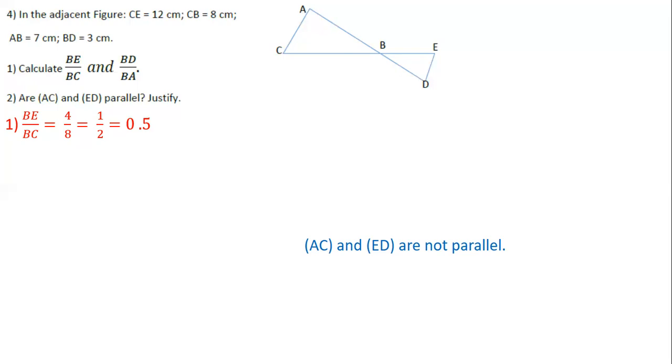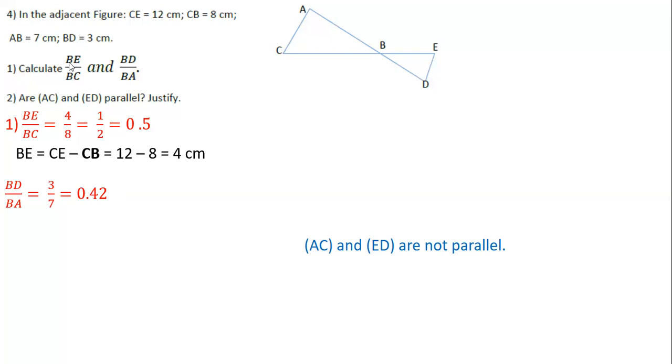Okay. So we replace BD. This is how Mariam calculated BE, which is 4. As Yara said, we replace BD by 3. We replace BA by 7. So if I divide the ratio, I get 0.42. So BE over BC is 0.5. BD over BA is 0.42. So we calculated part 1. This is how we calculate ratios. We should replace each length by its value to get the value of all the ratios at the same time.